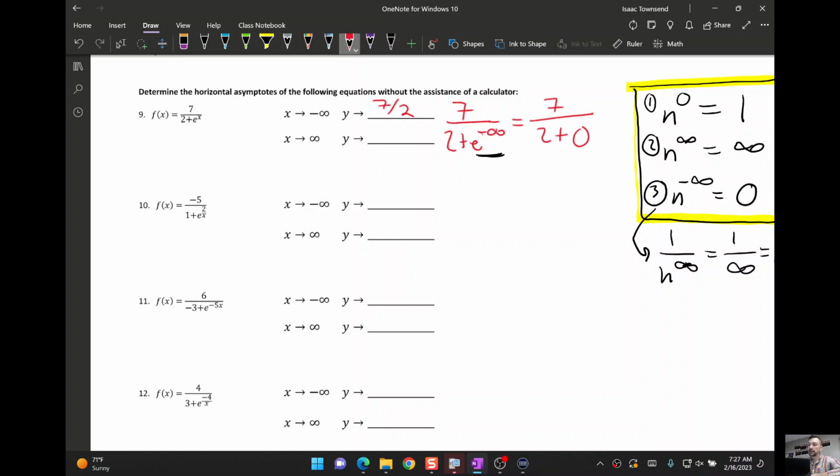Okay, and then next you need to plug in positive infinity, and you've got to try to break this into as many pieces as you can and step this out. What do you think e to the infinity is going to go to?